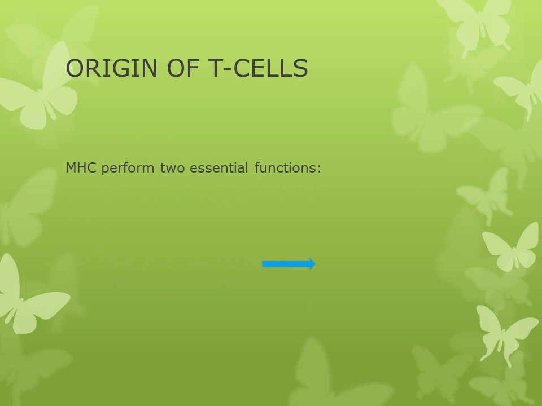So the major histocompatibility complex performs two essential functions. One is positive selection, and the second is presentation of the antigen. Cells that are not positively selected are removed. Only those cells are kept which can react with the major histocompatibility complex and help in the presentation of the antigen.